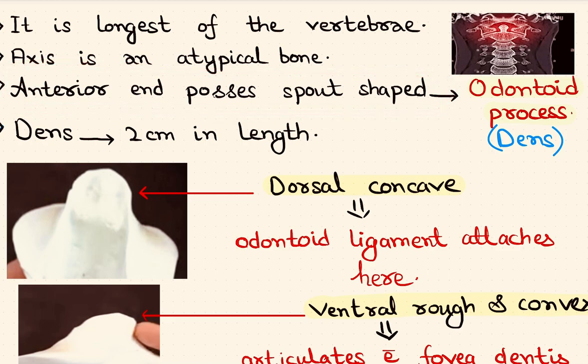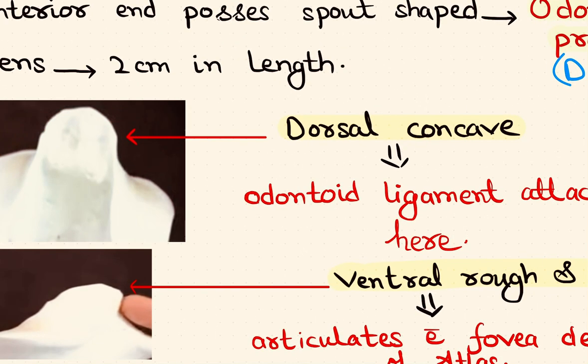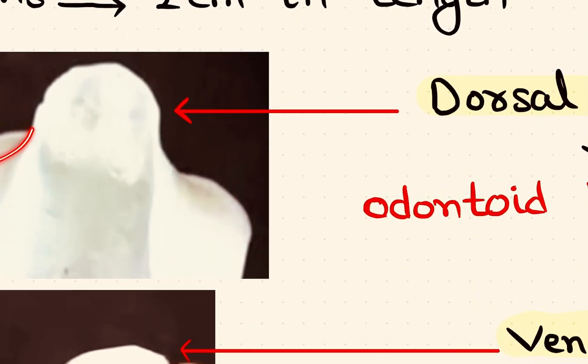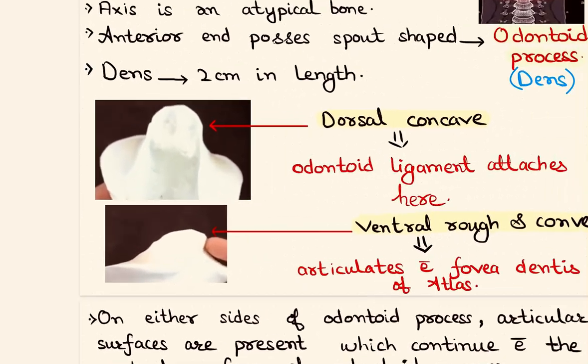Now what is this anterior end? The cranial end of the axis bone has a spout shaped process. You can see it is a spout shaped process, and this spout shaped process, which also makes the axis bone the longest bone, is known as the odontoid process. What is this odontoid process? It is the spout shaped process which originates from the cranial end, or we can say the anterior end, of the axis bone.